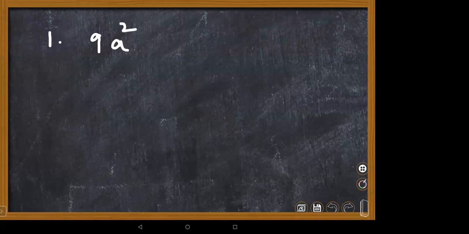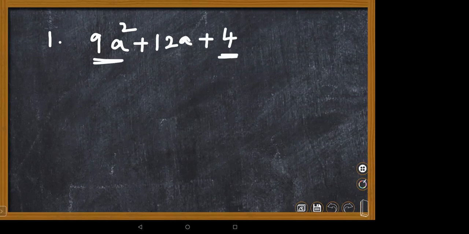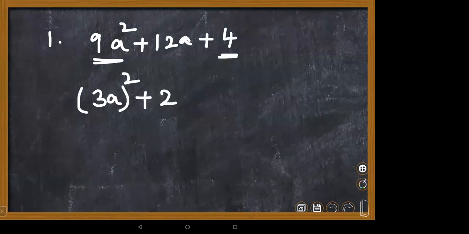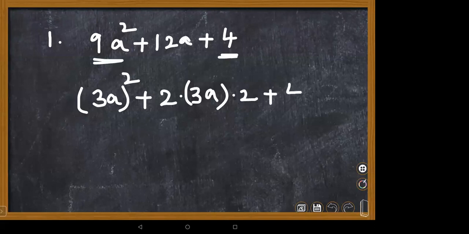9a square plus 12a plus 4. By observing the question only, you're supposed to see, children, which identity you're supposed to use. Here, I'm going to write (3a) whole square plus 2 whole square. Yes, and 2ab form: a can be written as 3a, and b can be written as 2 here, plus 4 can be written as 2 whole square.